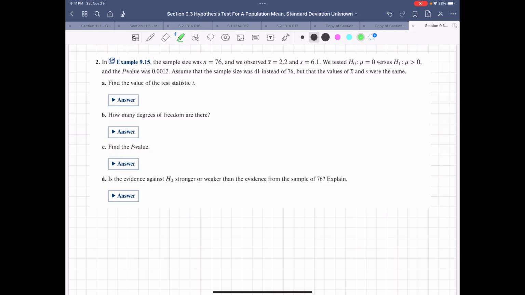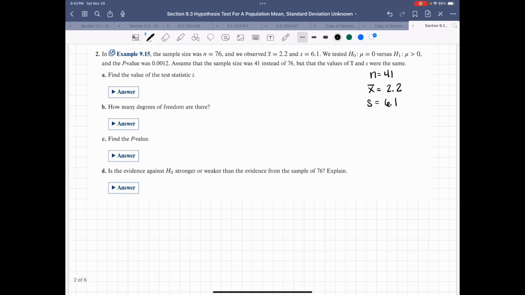Okay, so the sample size n is now, we're going to change n to 41, but the value of x bar, the sample mean, is still 2.2, and the standard deviation is still 6.1. Okay? We want to find the value of the test statistic, t. Okay, so we're going to have to use our formula that we have there.